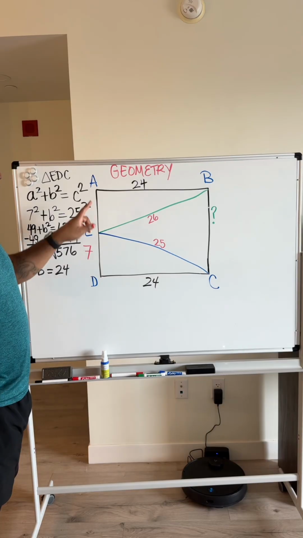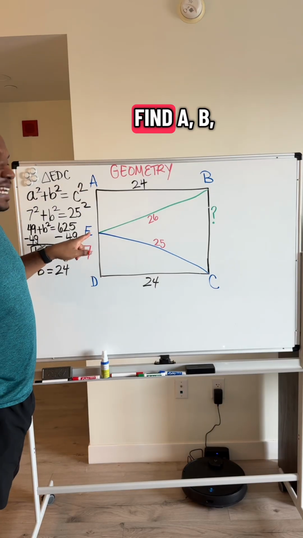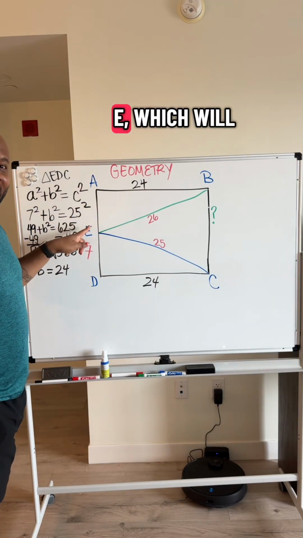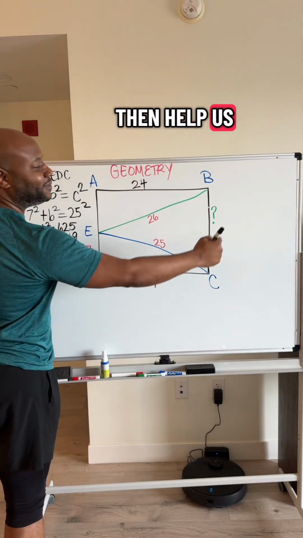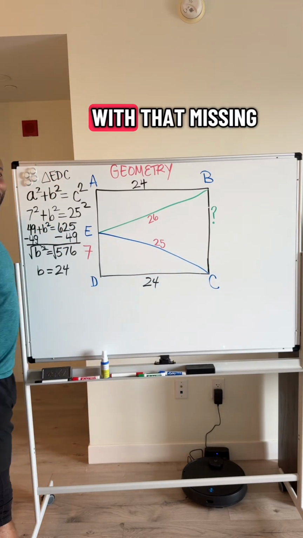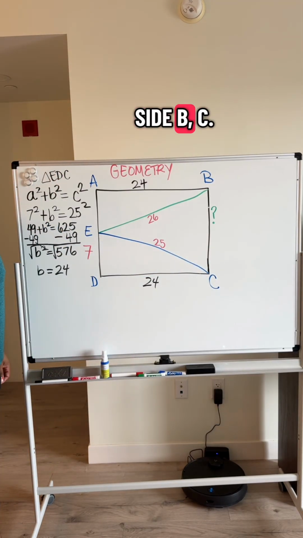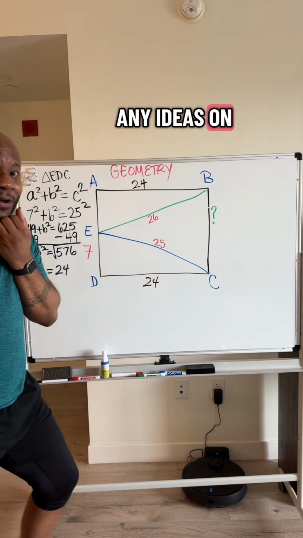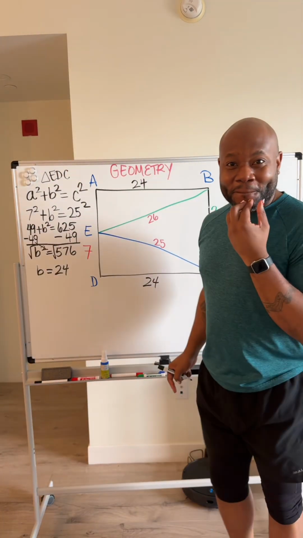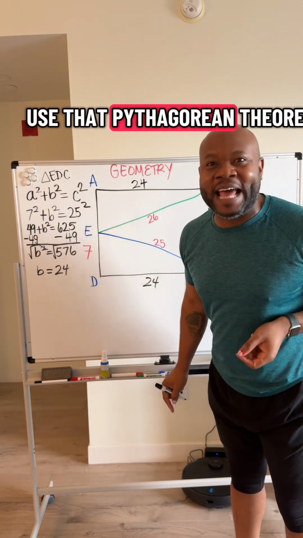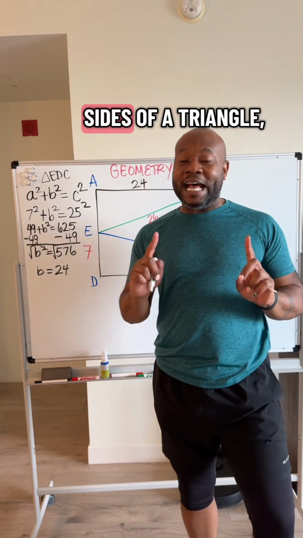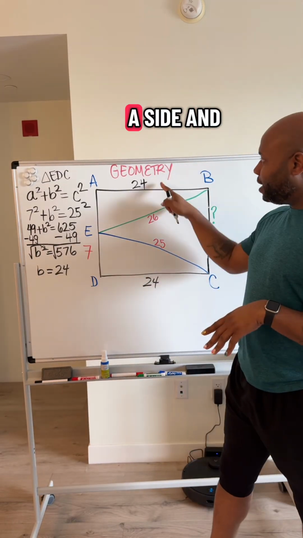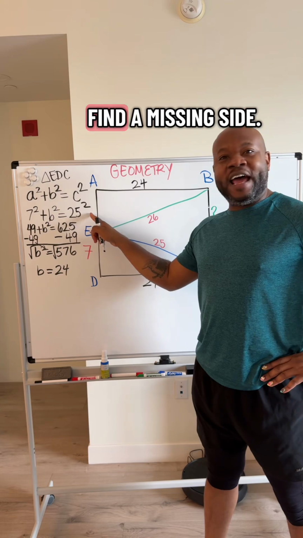Now, we can also find ABE, which will then help us with that missing side, BC. Any ideas on how we do it? Again, we're going to use that Pythagorean theorem. We have 2 sides of a triangle, or we have a side and hypotenuse. We're trying to find a missing side.